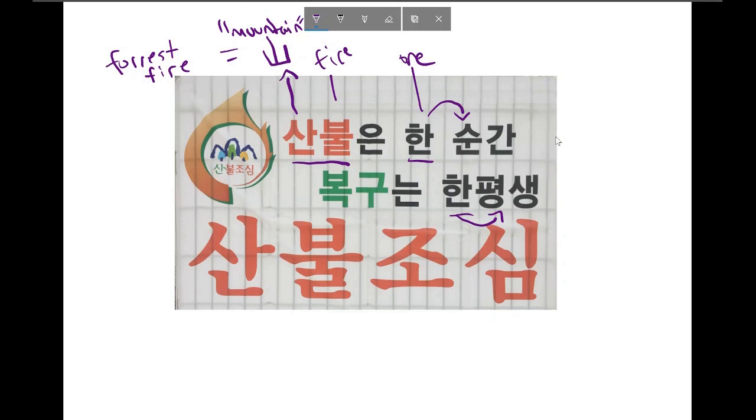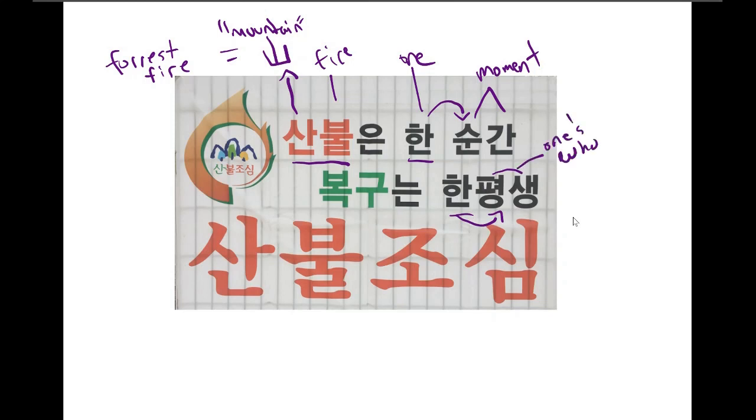Sungan means moment. So this is just saying one moment, and 평생 means one's whole life. And the final word that we see here, if we take out the un and nun, because this is more grammar, and I'll talk about that in a minute, bokku hada means to restore. And bokku is the noun form of to restore or to recover, and that would just be restoration.